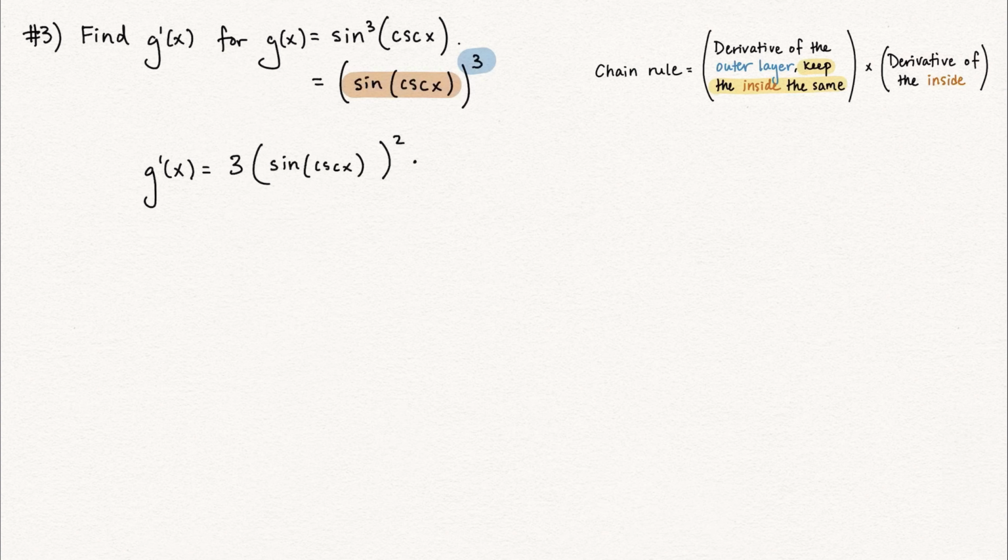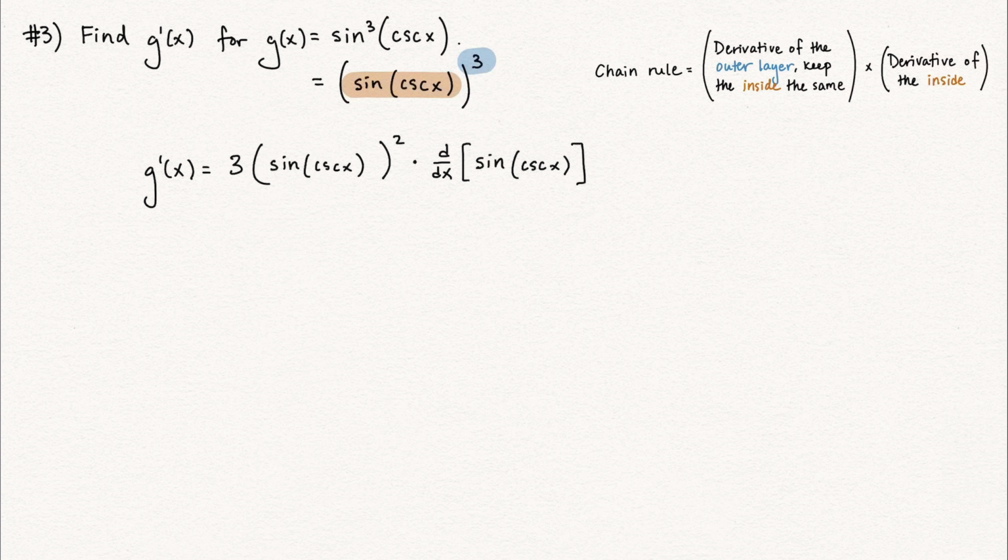Then my second term will be to differentiate the inner layer. And for now, I'm just going to write out that we need to take a derivative of the inner layer, which will be sine of cosecant x. Okay, so far, we've just followed the chain rule as we know it. We haven't done anything fancy just yet. And we are now here. We need to take a derivative of sine of cosecant x. And do we recognize what's going to happen here?